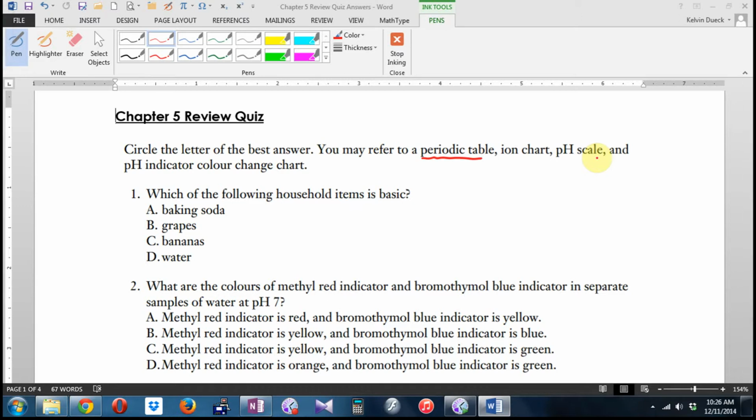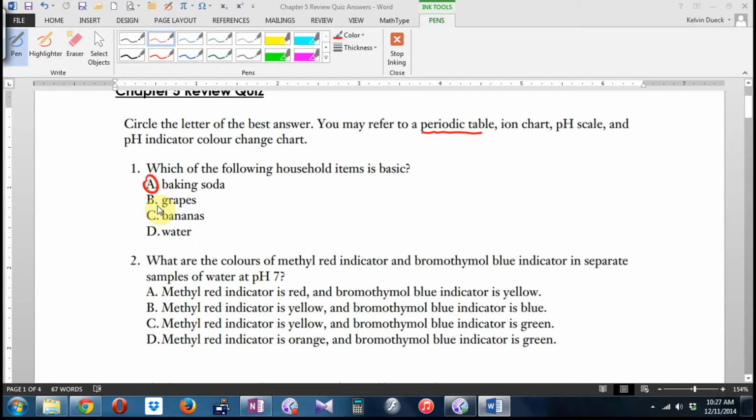Which of the following household items is basic? Well, I go to my yellow sheet and I say, I think baking soda. Yeah, baking soda. Who knew that bananas were acidic? They are, not compared to your stomach. Compared to your stomach, they're less acidic. They're more basic than your stomach, which is why they don't give you a tummy ache.